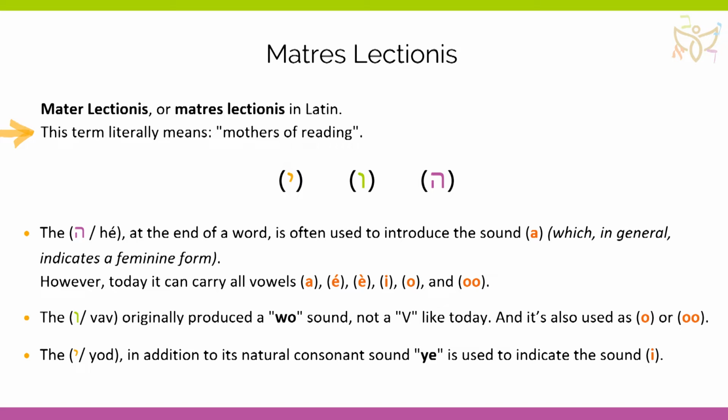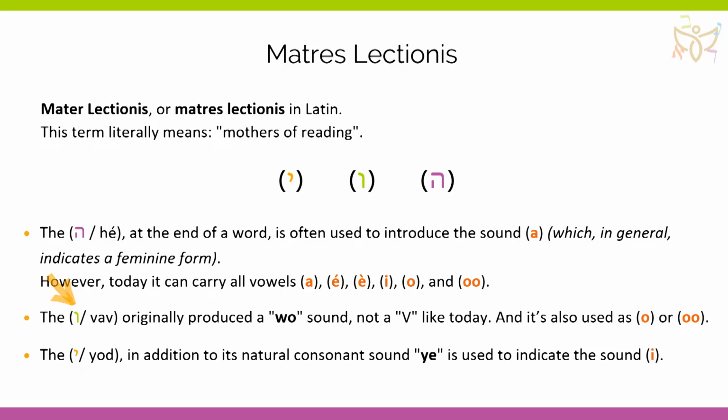Okay, now, these 3 letters are thus both consonants and vowels. They are the letters he, vav, yod. And each has a special function, doesn't it? Exactly. The he was most often used at the end of a word, often serving as the sound ah, although we were not present to claim to know the vowels it could express. Anyway, today it can carry all vowels.